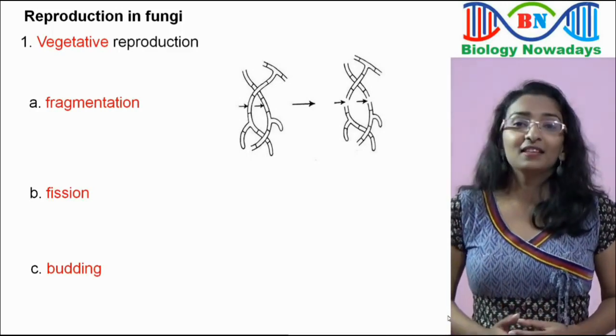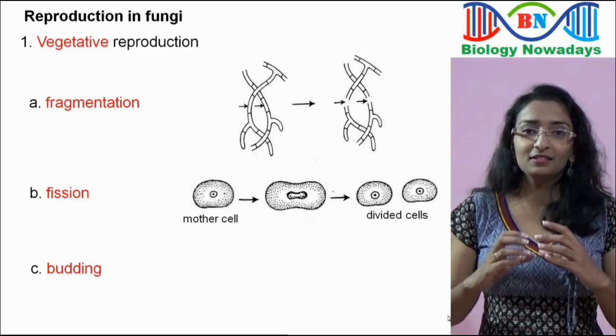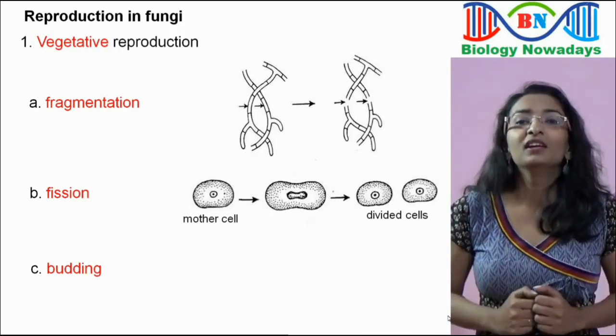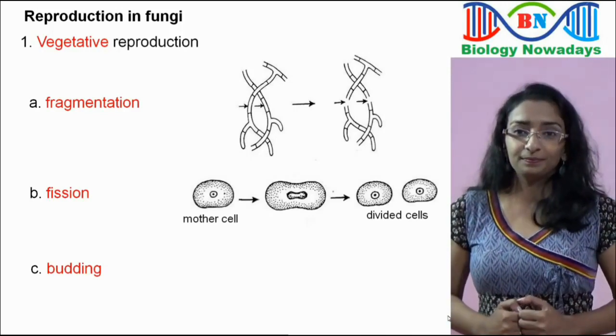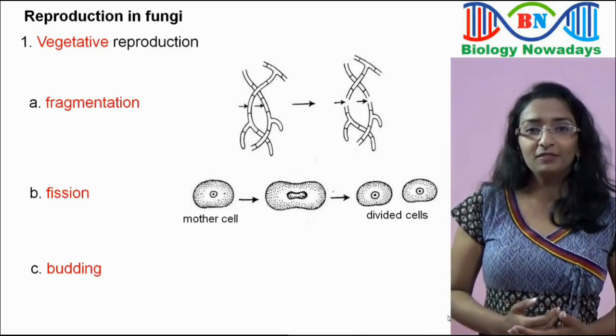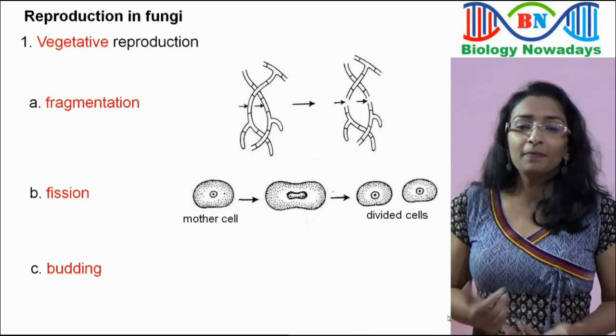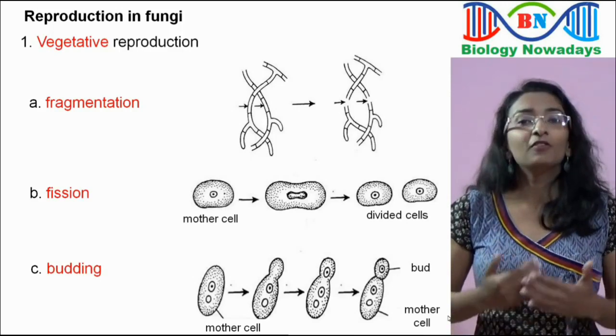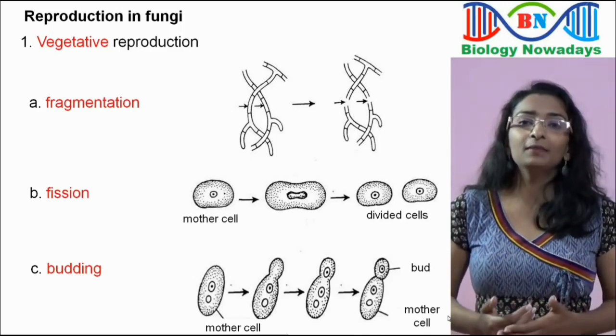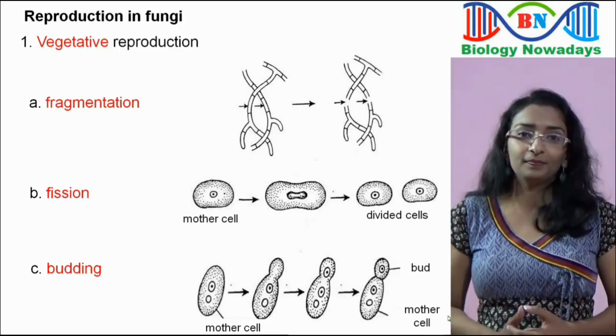In fission, the cell gets compressed in the center and divides into two, giving rise to new individuals. Budding is commonly found in yeast. The buds arise from the protoplasm of the mother cells and ultimately become new individuals.